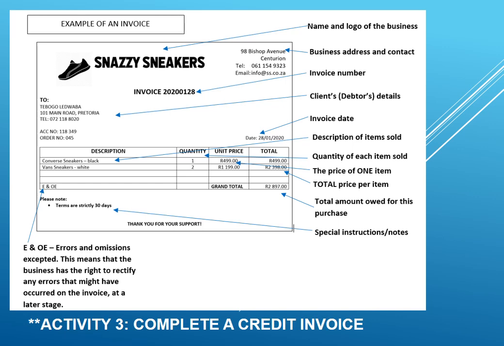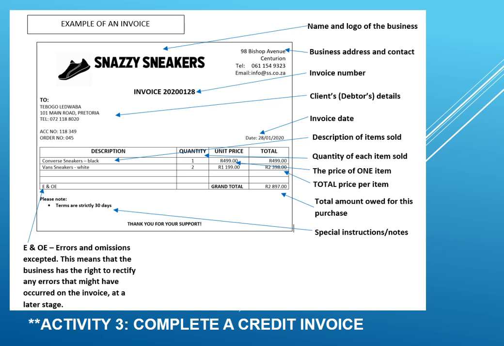Very important, and we'll talk about this a little bit later on, is that we need to allocate an account number to each of our debtors, the people who are buying on credit or on account from us. So the account number is very important. Then you'll see there is an order number as well.